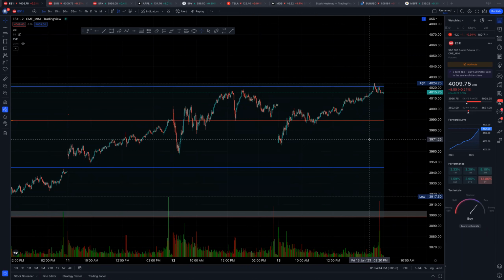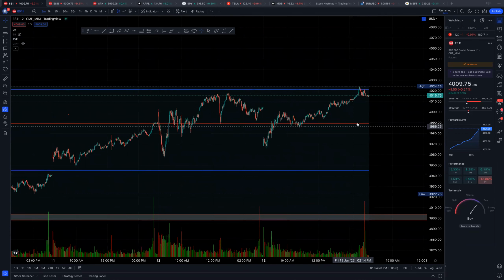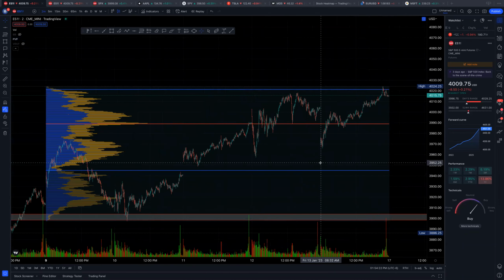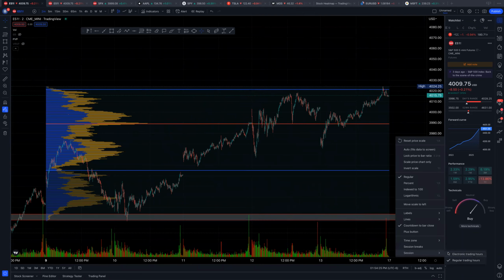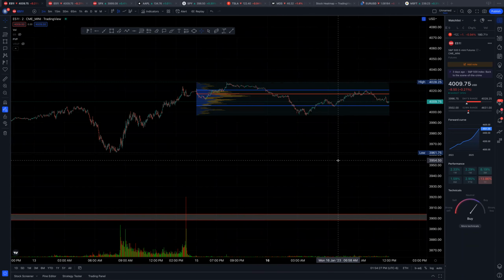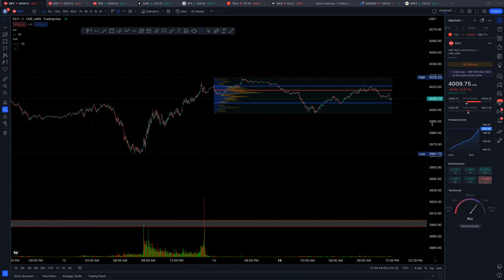How long during the day does it take for the point of control to appear? It forms as soon as the market opens, but I like to give it at least 1 hour to develop a little bit more and tell me more of what's going on.